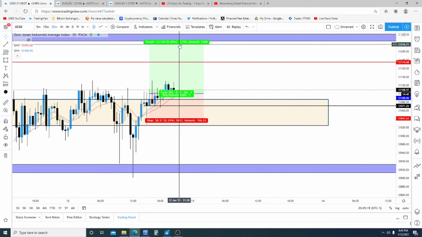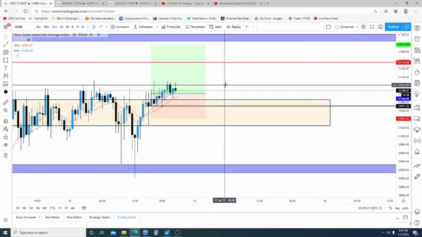We always want to hit TP, but you have to know that you will not always win in the market. All we want is consistency. We want to have more wins than losses.